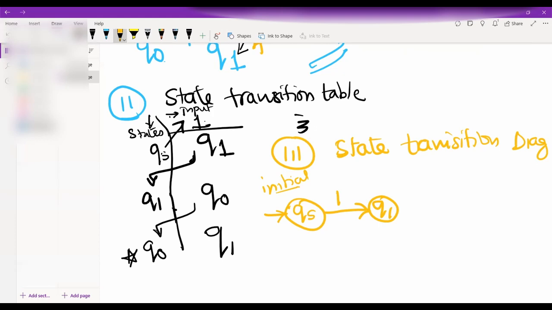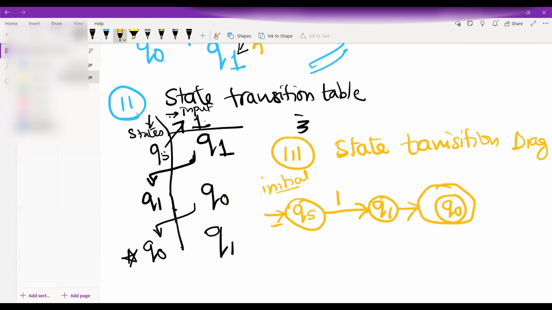Now from Q1, Q1 on 1 goes to Q0. So the resultant state is Q0. We'll first draw that. This is your circle, and within the circle we write the state name, that is Q0. We already know that Q0 is the final state, so I will double circle it. The initial state is given some importance, shown by putting this arrow. Another thing is that the final state is also given some importance. What kind of importance is that? It is given a double circle. Okay, now Q1 on 1 goes to Q0.